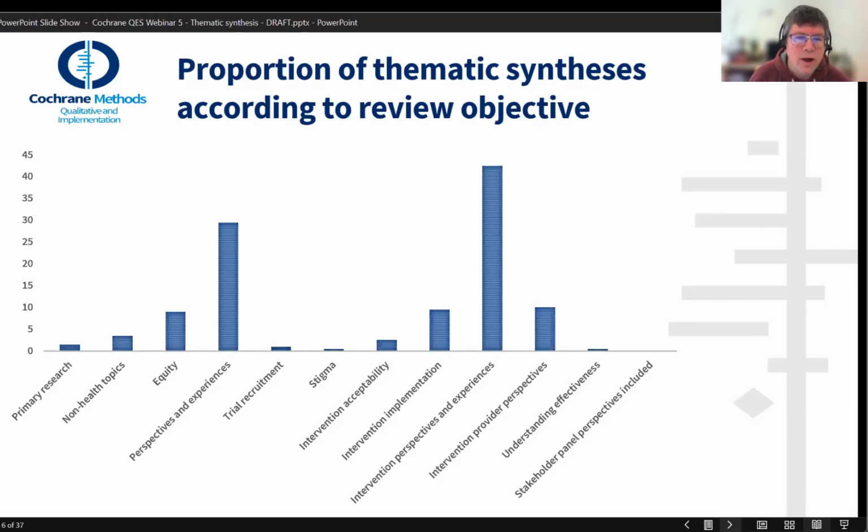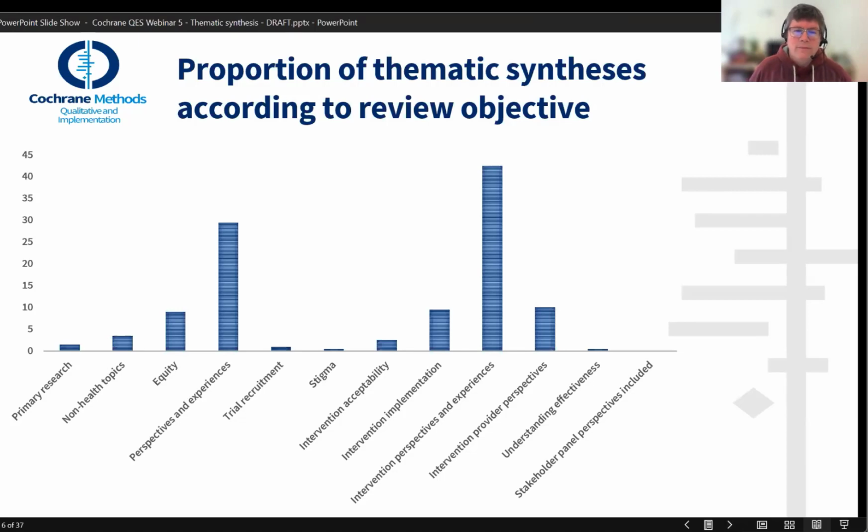So you can see that on the whole, it's around people's perspectives and experiences, as you might expect of a qualitative evidence synthesis. Just about the most common type of objective has been reviews around intervention perspectives, so people's experiences and understandings of being involved in receiving interventions. That also includes carers, so people who are maybe partly delivering an intervention there. And that's distinct from intervention provider perspectives, which is a smaller bar just on the right there, which would be more nurses and doctors and other health workers.